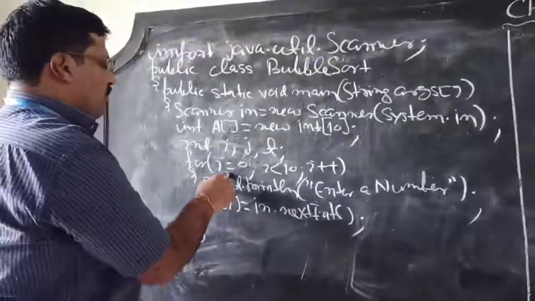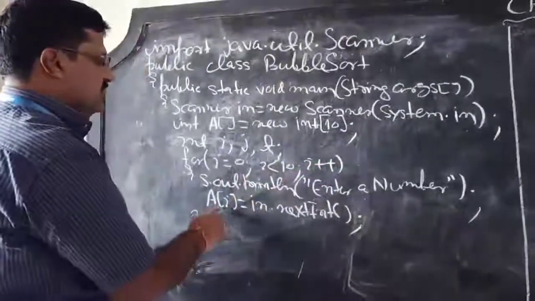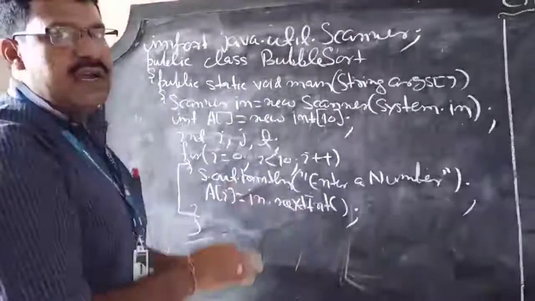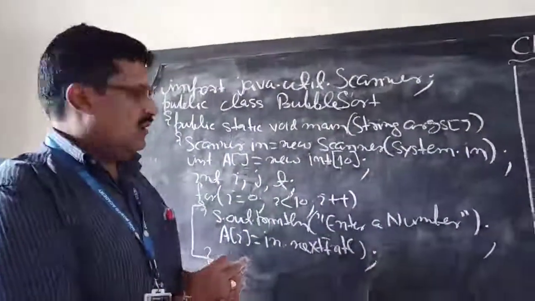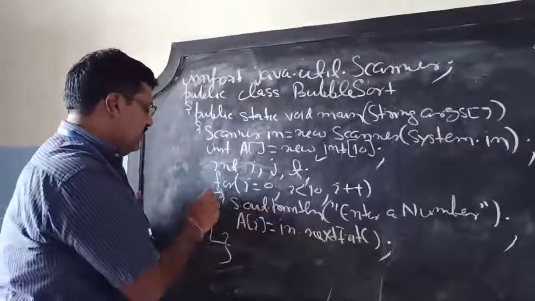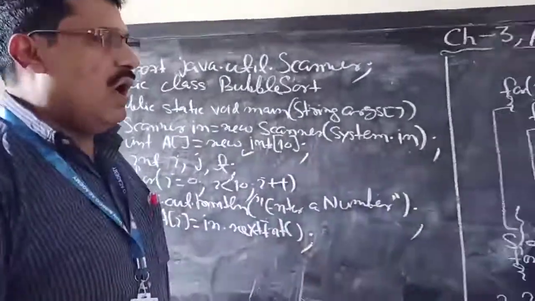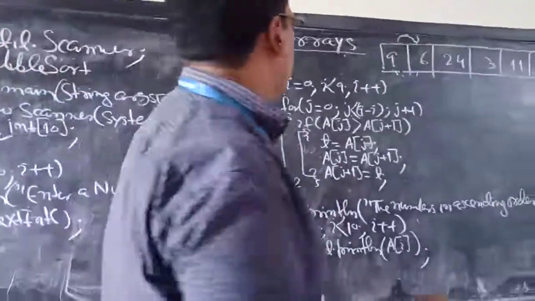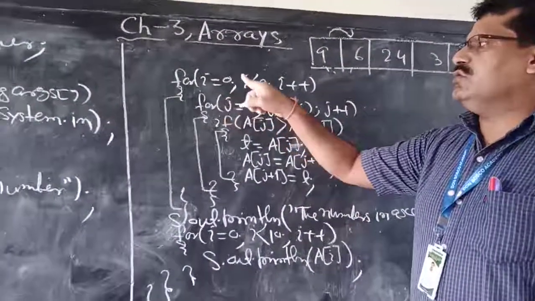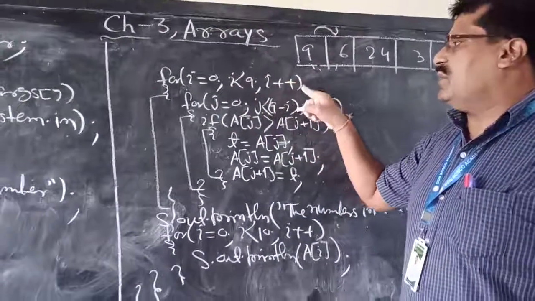For i equal to 0, i less than 10, i plus plus, System.out.print, enter a number. In this loop, we are inputting 10 numbers in the array. So the array is declared and we have stored 10 numbers in the array by using this loop. Now we are going to do the sorting. Now see this loop carefully. For i equal to 0, i less than 9, i plus plus.